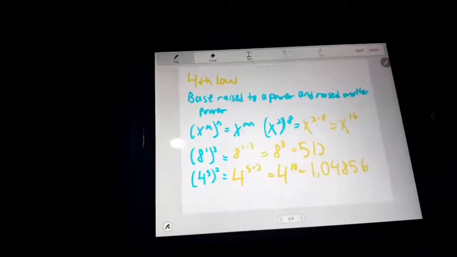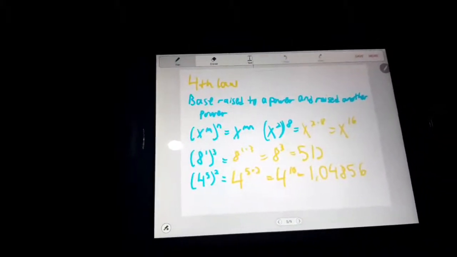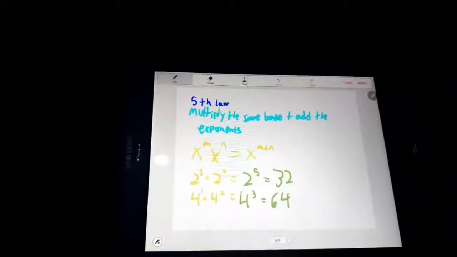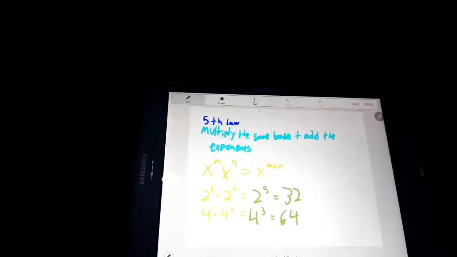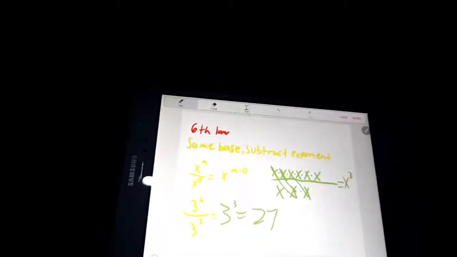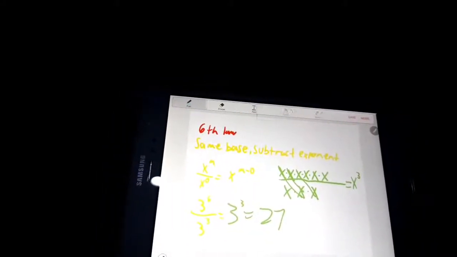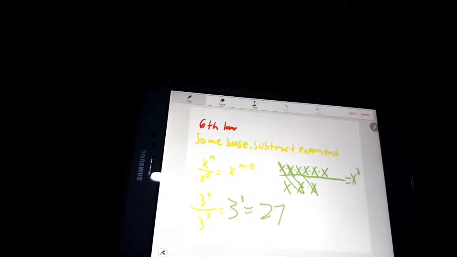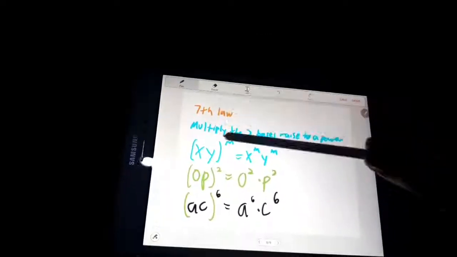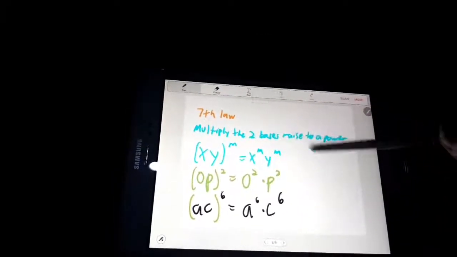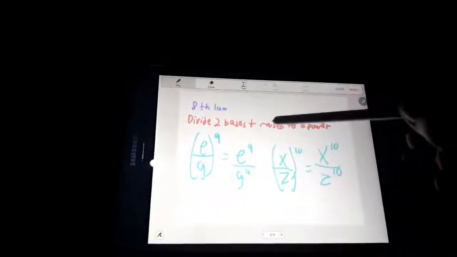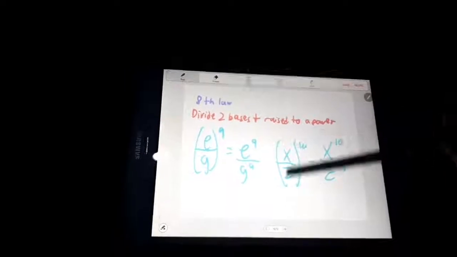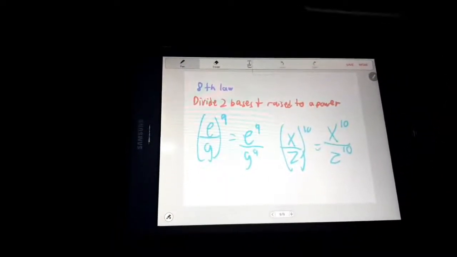Fourth law, base raised to a power and then raised another power. The fifth law is multiply the base and add the exponents. Same goes sa sixth law, same base, then subtract the exponents. The seventh one is multiply the two bases raised to a power and divide the two bases raised to a power. So, I hope natutunan po lahat ang mga discussions ko today.